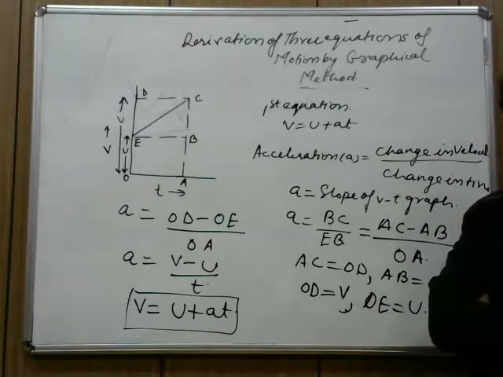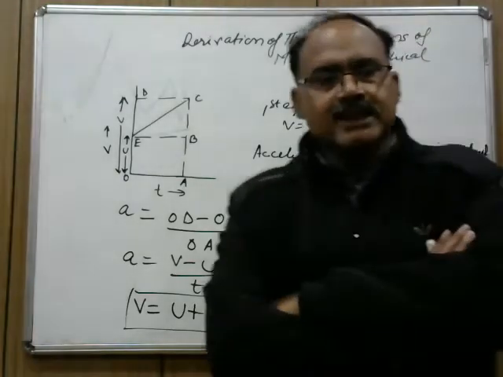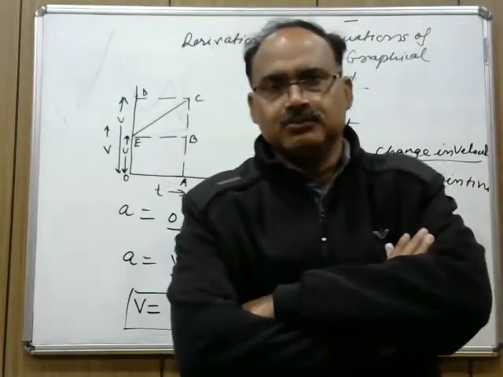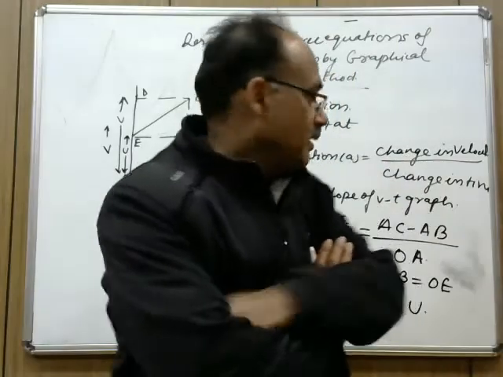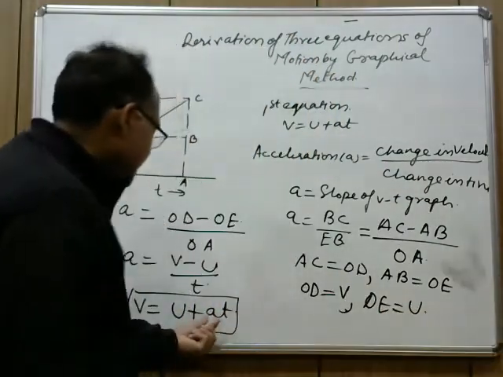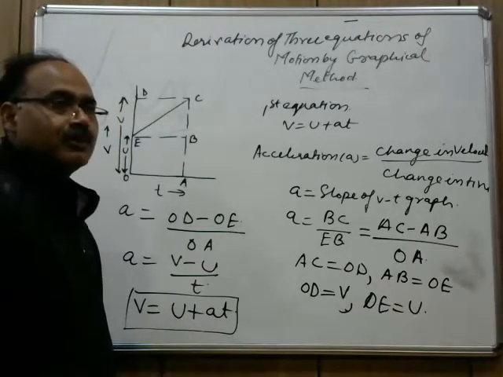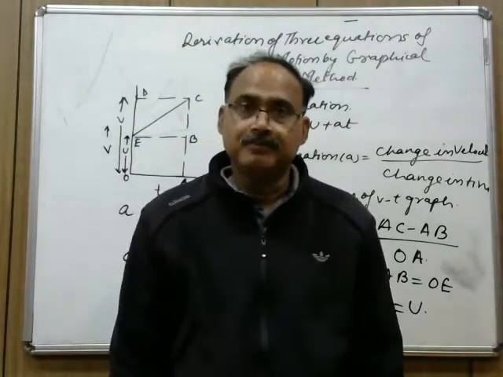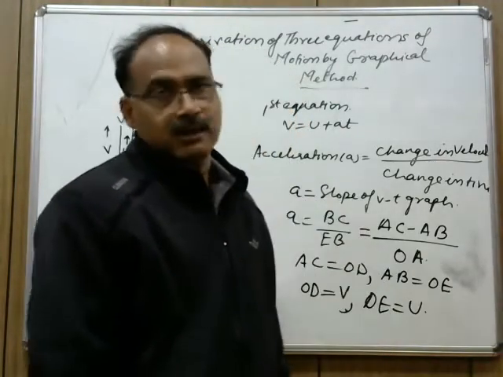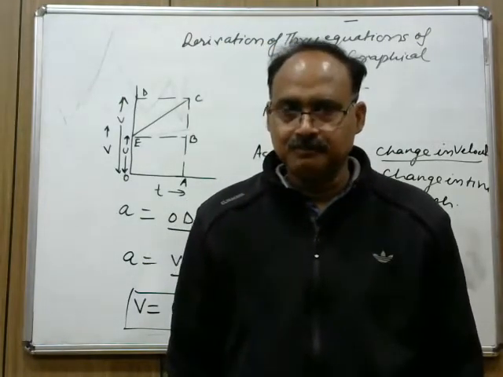Now in the first equation of motion, we have seen that if we make the acceleration of the body 0, then certainly what happens here? v becomes equal to u. Means the body is moving with a constant velocity. So these equations are for uniformly accelerated motions.